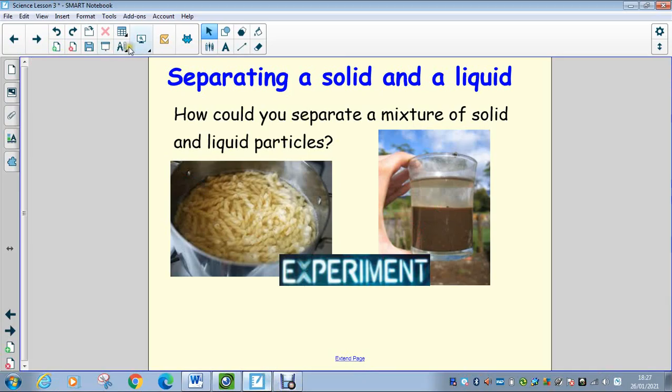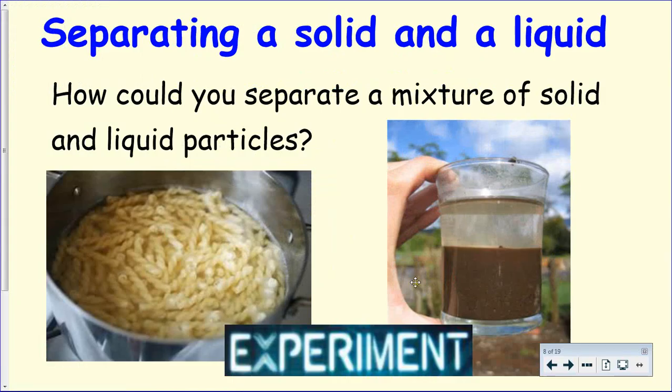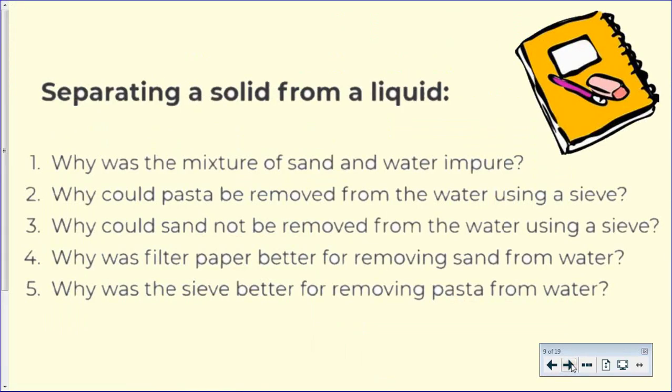paper. Okay, let's just recap. So, separating a solid from a liquid. Why was the mixture of sand and water impure? So think about your answer to that one. Why could pasta be removed from the water using a sieve? Why could sand not be removed from the water using a sieve? Why was filter paper better for removing sand from water? And why was the sieve better for removing pasta from the water? I'd like you to pause the screen and have a go at answering those questions in your book, please.